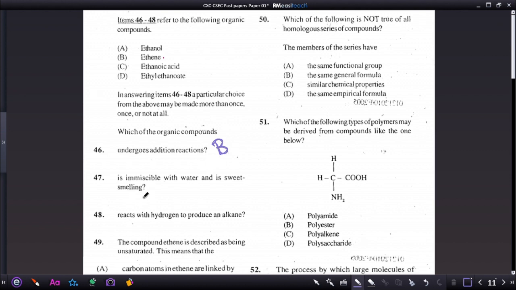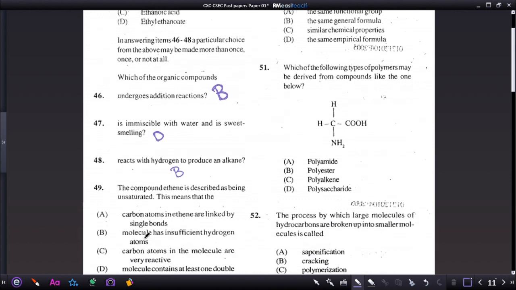Is immiscible with water and sweet smelling. From the mention of sweet smelling, you know that those are the esters. So that is D. Reacts with hydrogen to produce an alkane. So ethene undergoes hydrogenation to produce the alkane. So again, that is B. So 48 is B.